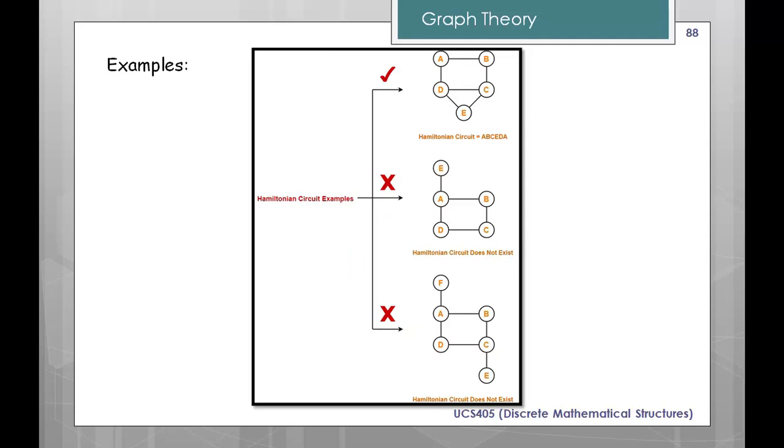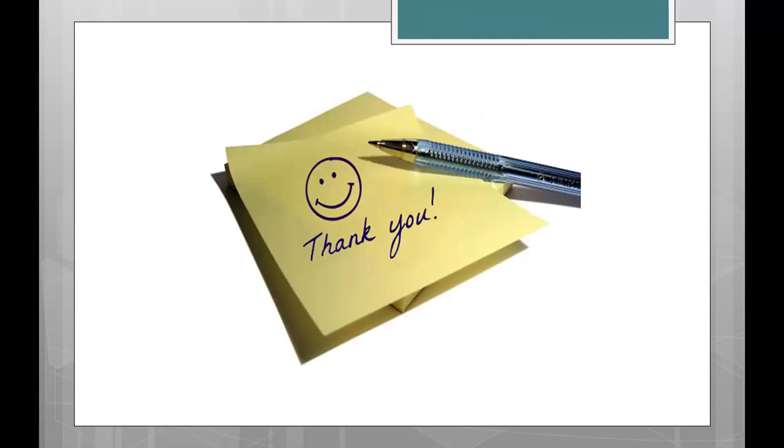See the examples. So the Hamiltonian circuit is A, B, C, E, D, A. Yes, it is okay. In this case, Hamiltonian circuit does not exist. In this case, again, Hamiltonian circuit does not exist. Reason is the same: the starting and ending vertex should be same and the closed path should be there, that means it contains the Hamiltonian circuit, otherwise not.